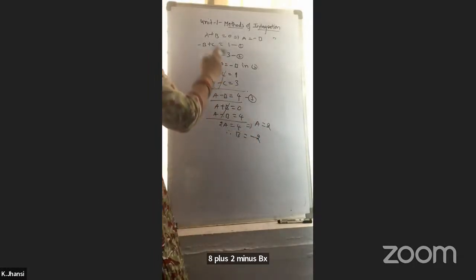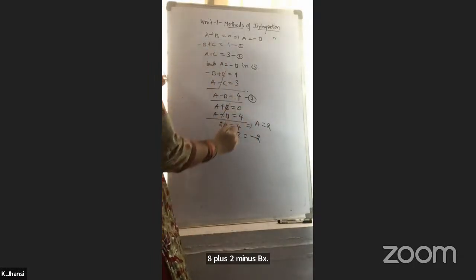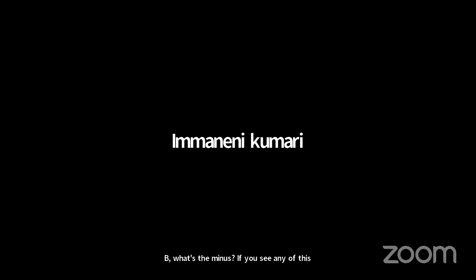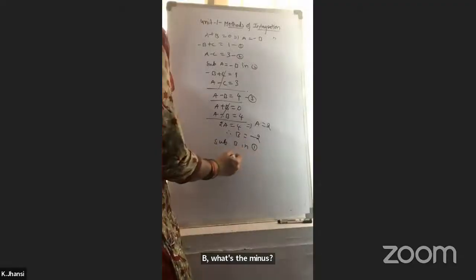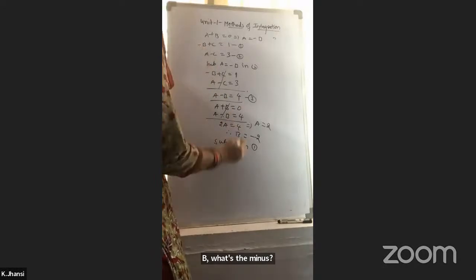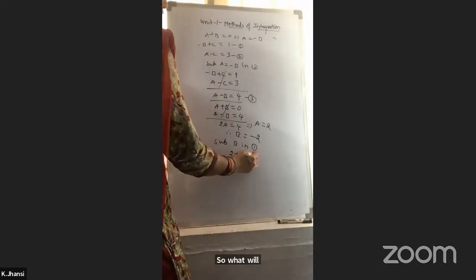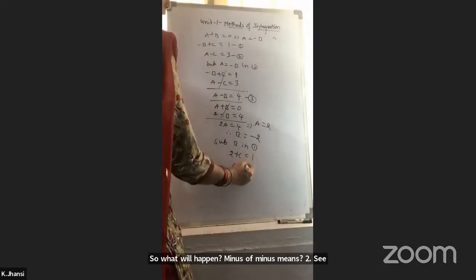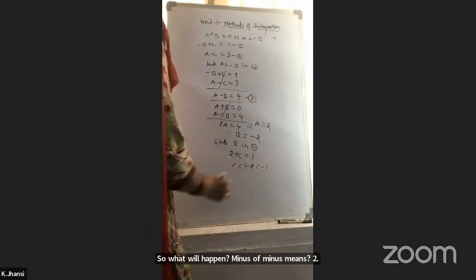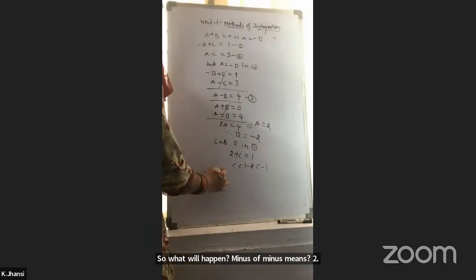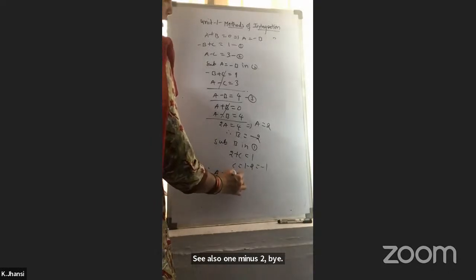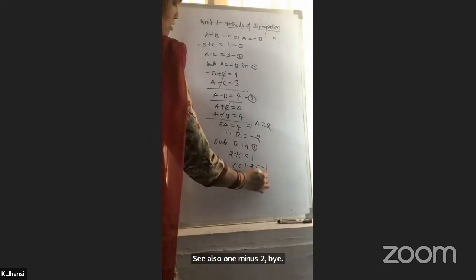So if we substitute these values in any of these, substitute B in the first one. So what will happen? Minus of minus means 2. 2 plus C equals 1. C equals 1 minus 2 equals minus 1. Okay. Therefore, A equals 2, B equals minus 2.